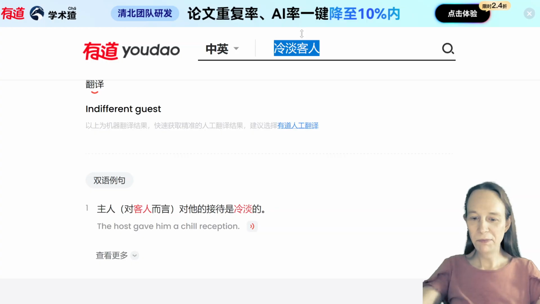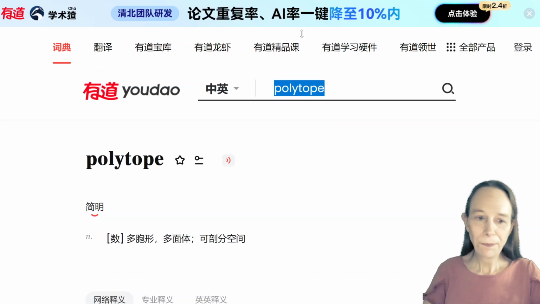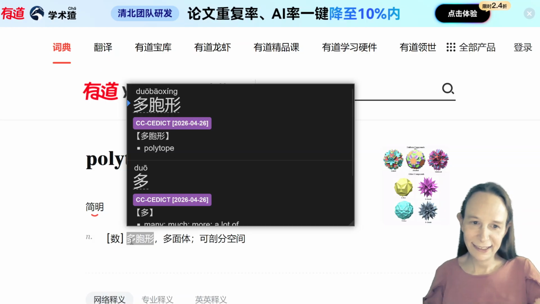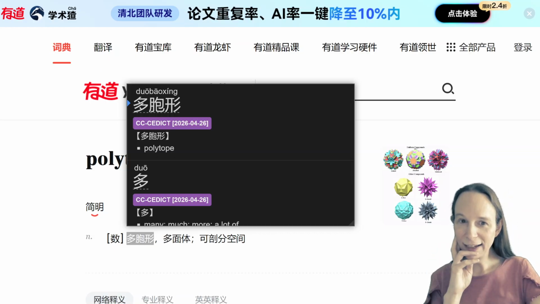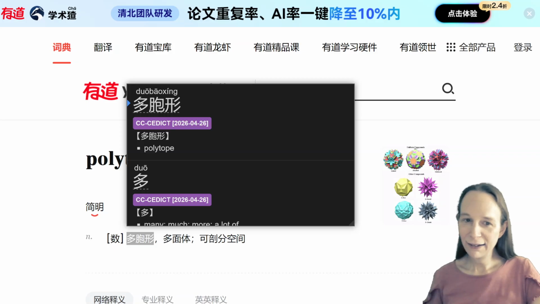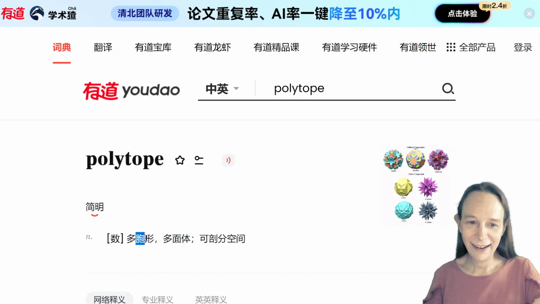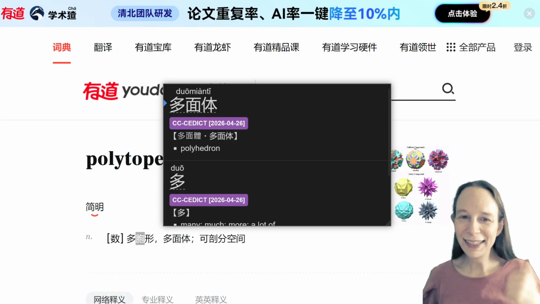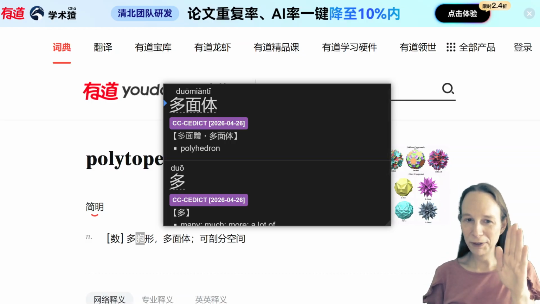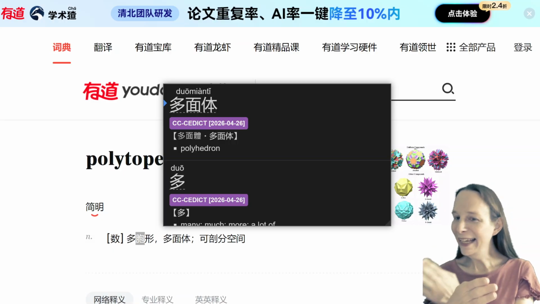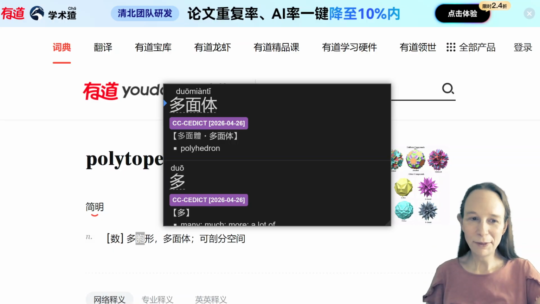What's the Chinese word for polytope? 多胞形. Multi-fetus shape. How would you put a bowl there? Oh, this one makes more sense. 多面体. So multiple face body, multi-face body.